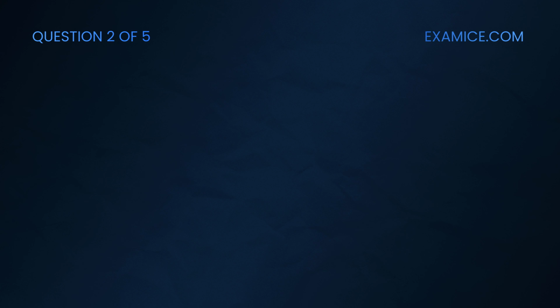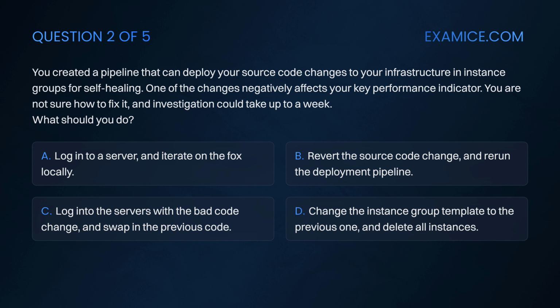Question 2. You created a pipeline that can deploy your source code changes to your infrastructure and instance groups for self-healing. One of the changes negatively affects your key performance indicator. You are not sure how to fix it. An investigation could take up to a week. What should you do? Option A, log into a server and iterate on the fix locally.